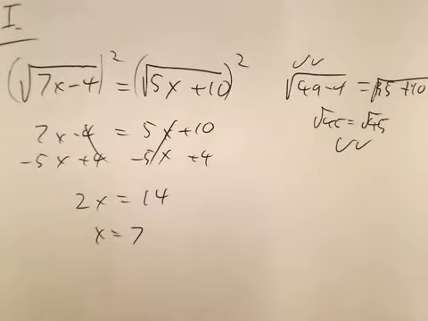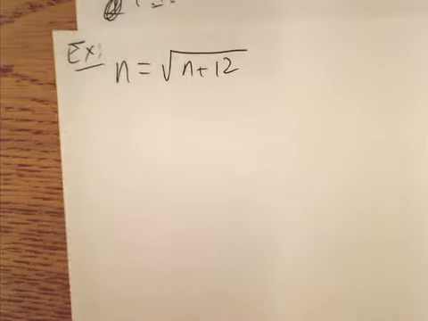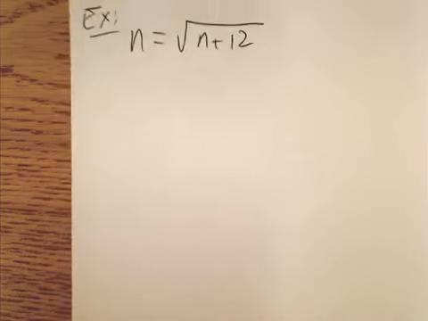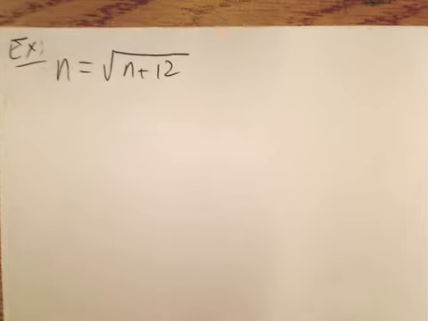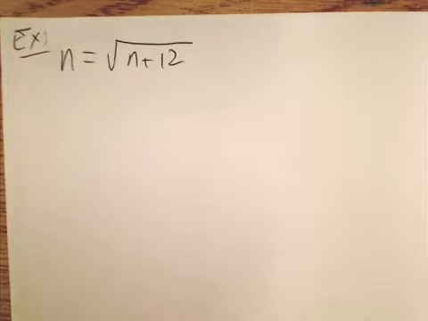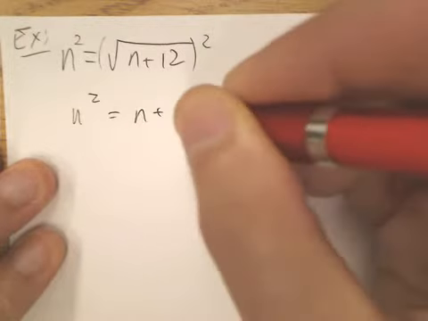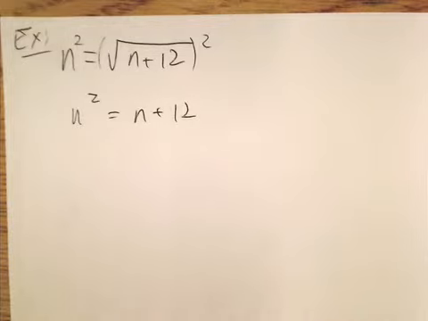All right, let's go on to this friend here. So I'm going to start by doing the same thing. I have a radical on one of the sides. Let's square both sides. So I get n squared is equal to n plus 12. This is a quadratic equation.